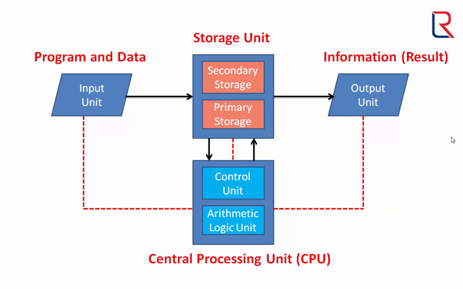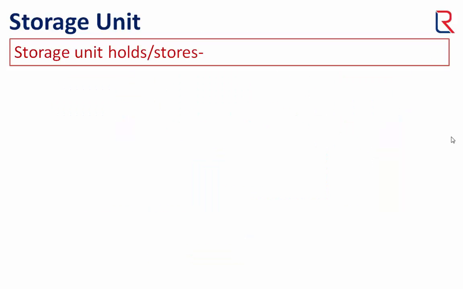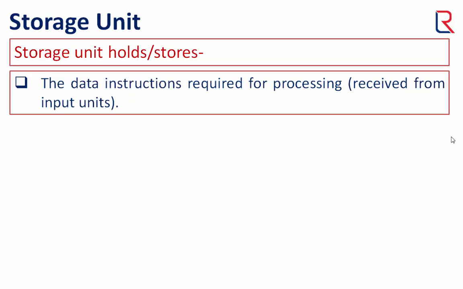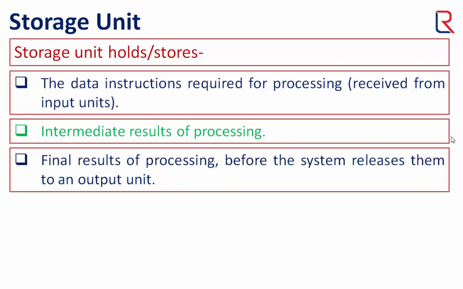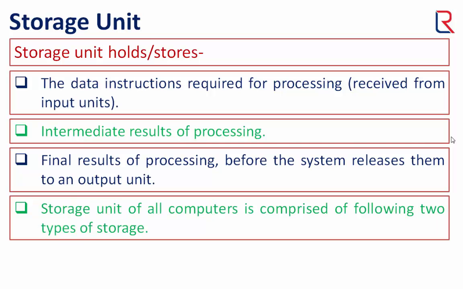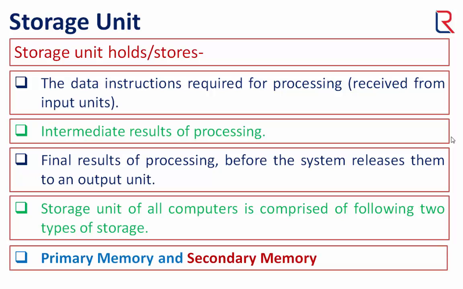Now see the storage unit. The storage unit stores the data and instructions required for processing, intermediate results of processing, and final result of processing before the system releases them to an output unit. The storage unit of all computers is comprised of the following two types of storage: primary memory and secondary memory. Now see the primary memory.